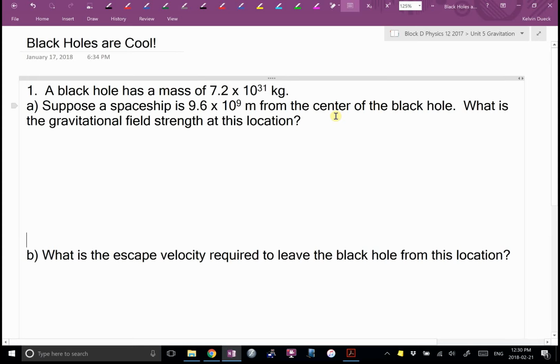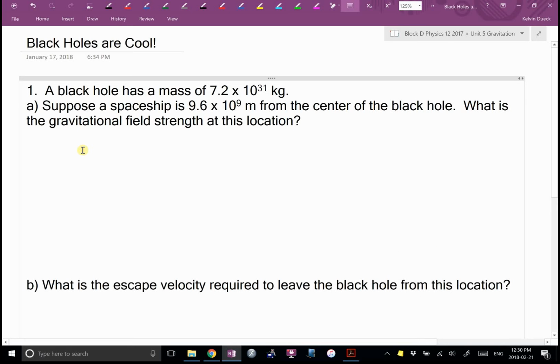So suppose you have a black hole that has a mass of 7.2 times 10 to the 31 kilograms. And suppose a spaceship is 9.6 times 10 to the 9th meters from the center of the black hole. So I've given you a radius. What's the gravitational field strength at this location? When I say gravitational field strength, what am I asking you to find?